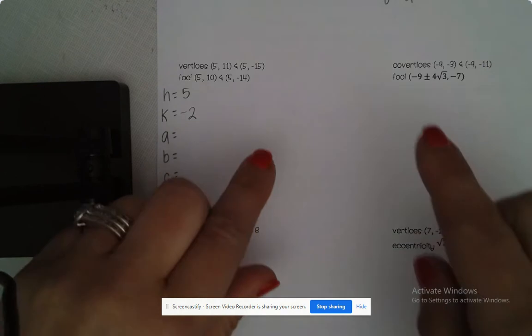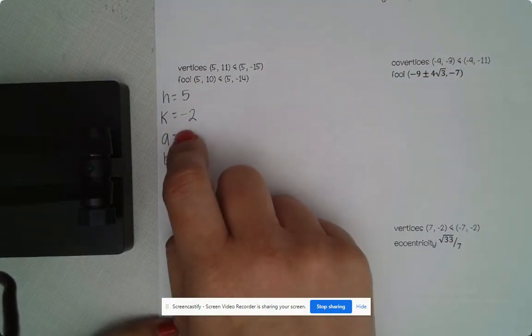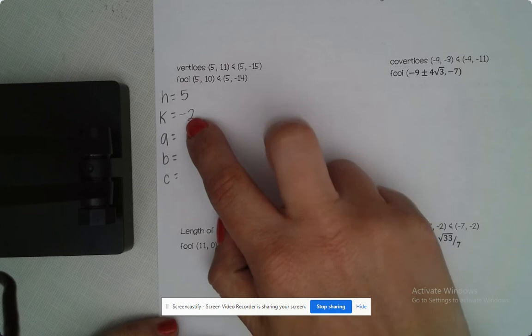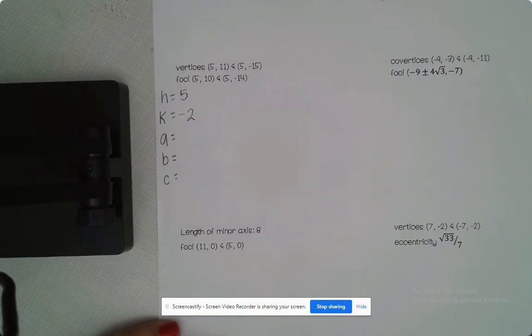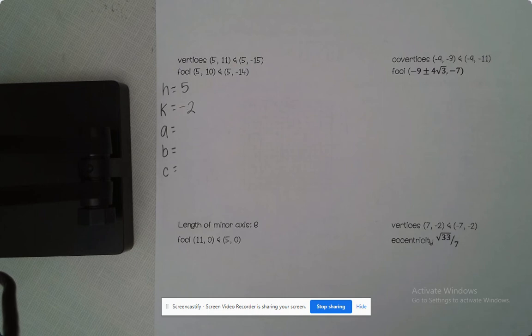Okay. Now, I'm at -2, right? Guys, I'm at -2. And I'm going to either 11 or -15. Which is going to be the easier one to you see? If your K is already negative, which one should you look at? The negative one. But how am I going to find A? I'm at -2, and I'm going to -15. How many boxes would I move over? 13. There's my A.